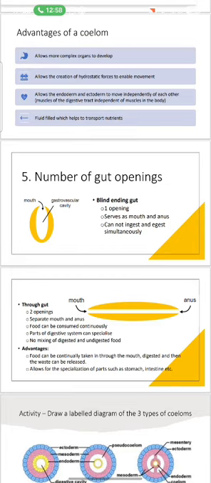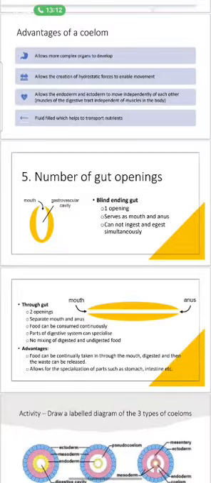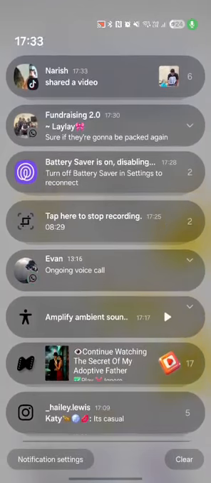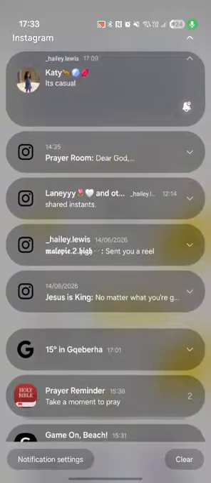Tap, tap, tap. I want you to give me another gut opening.